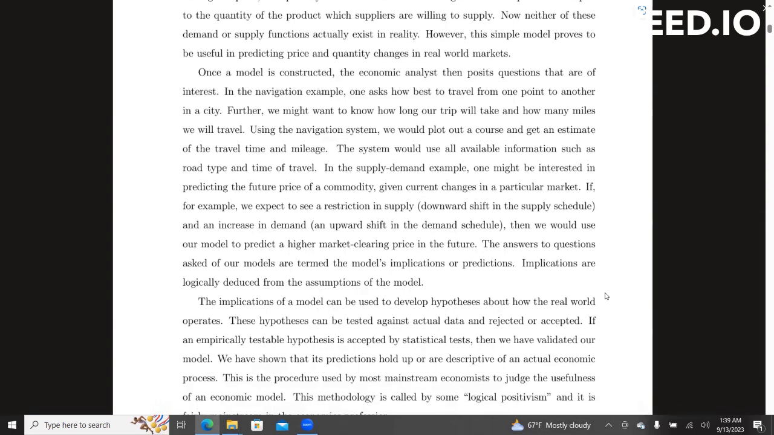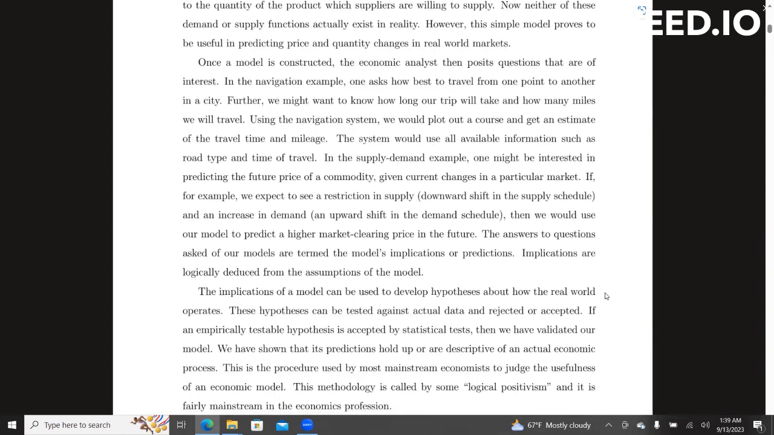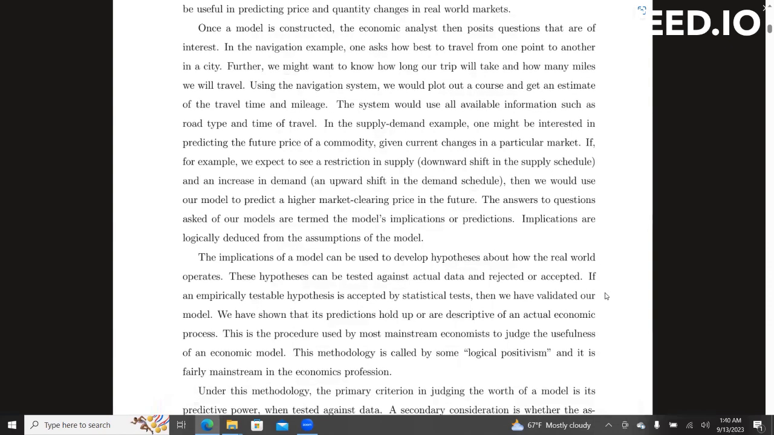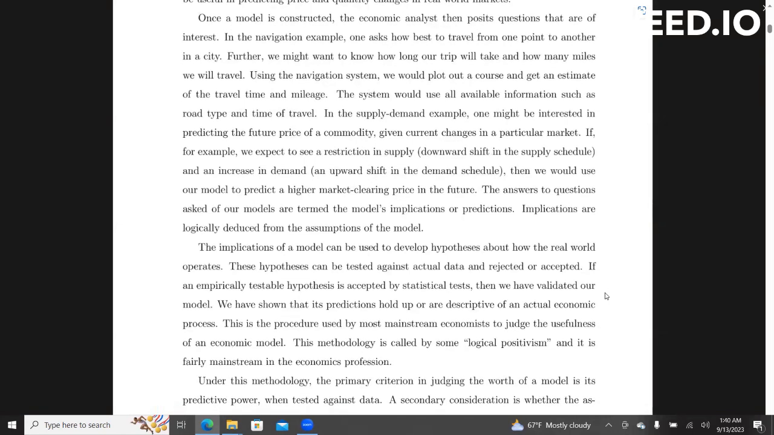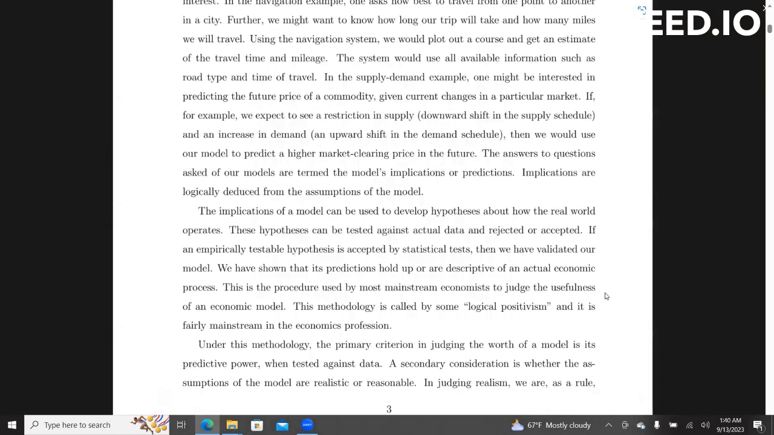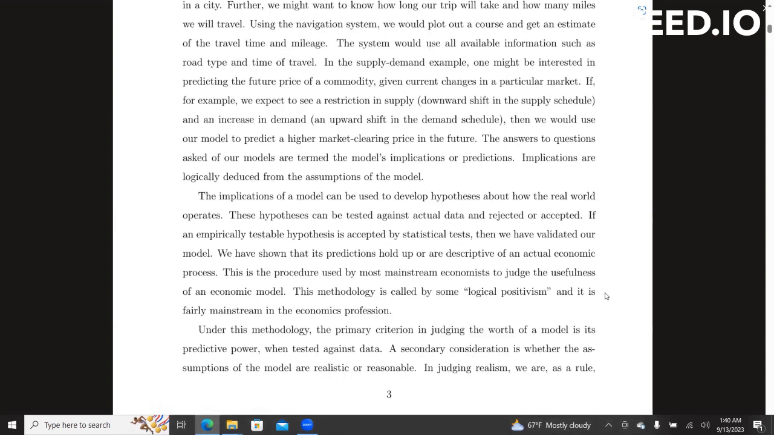Once a model is constructed, the economic analyst then posits questions that are of interest. In the navigation example, one asks how best to travel from one point to another in a city. Further, we might want to know how long our trip will take and how many miles we will travel. Using the navigation system, we would plot out a course and get an estimate of the travel time and mileage. The system would use all available information such as road type and time of travel.